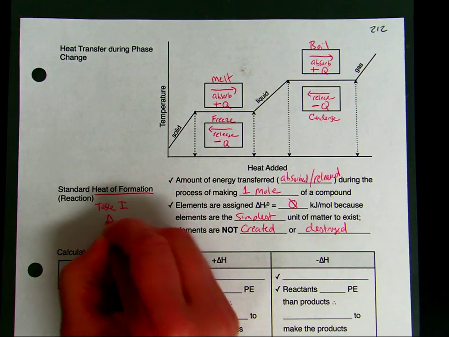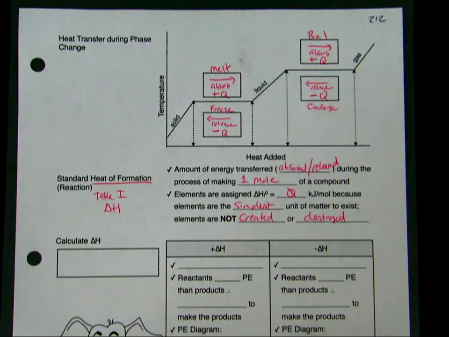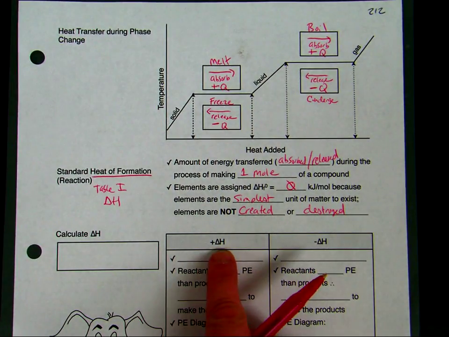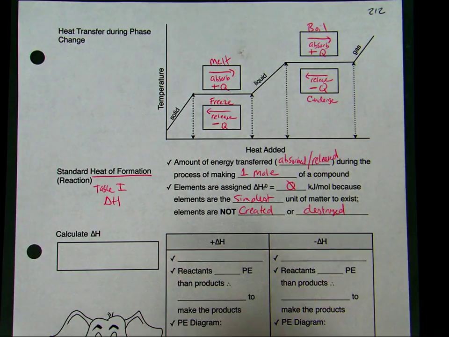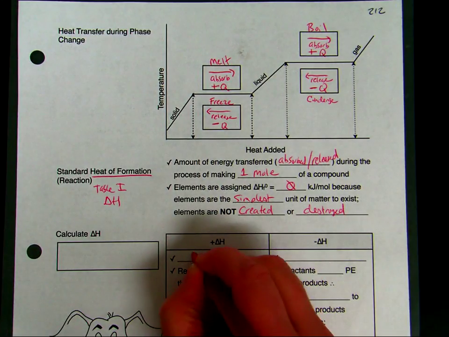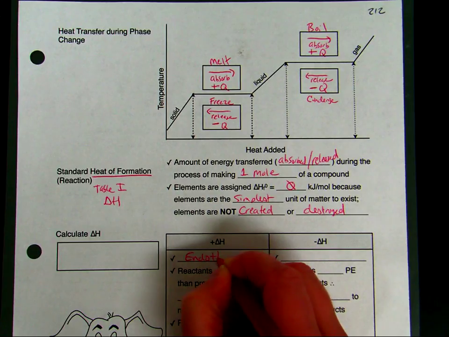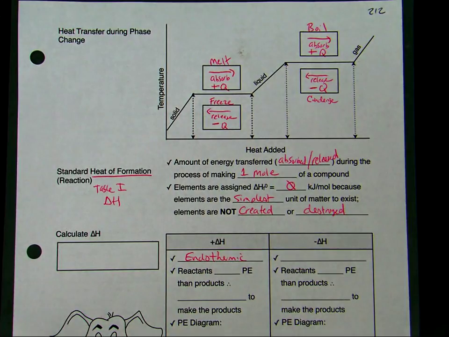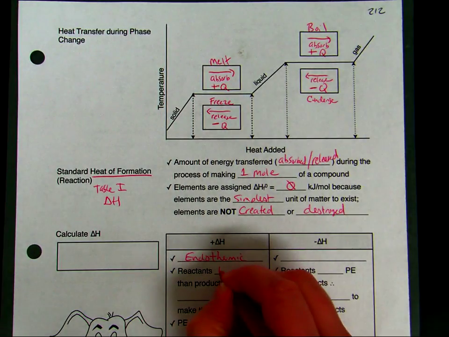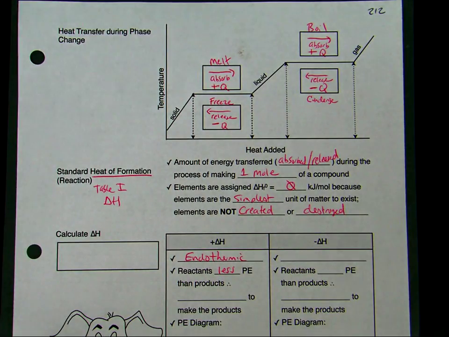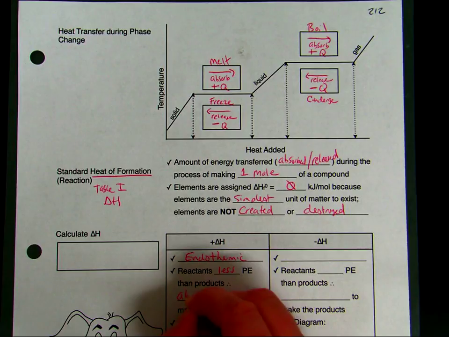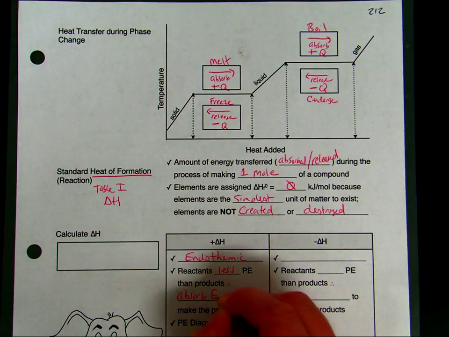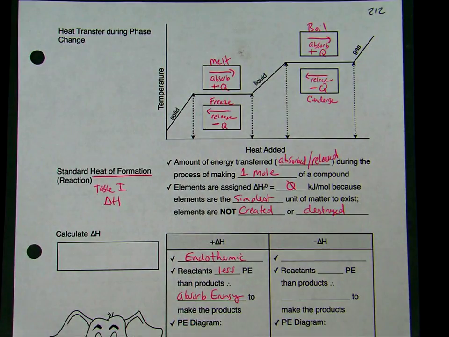a delta H value. So if it's a positive delta H value, that means that in order to form that compound, it's an endothermic process. And in the end, the reactants have less potential energy than the products. Therefore, the reactants had to absorb energy in order to make those products.